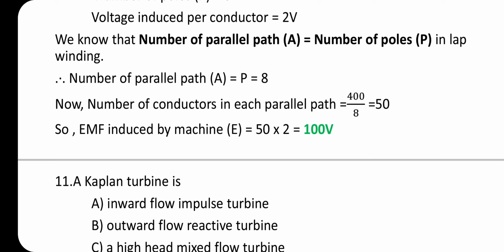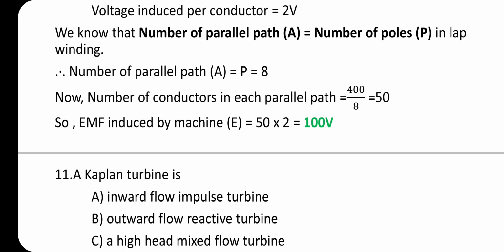Now, the number of conductors in each parallel path equals 400 divided by 8, which is equal to 50. So, EMF induced by the machine E equals 50 into 2, which is equal to 100 volt.